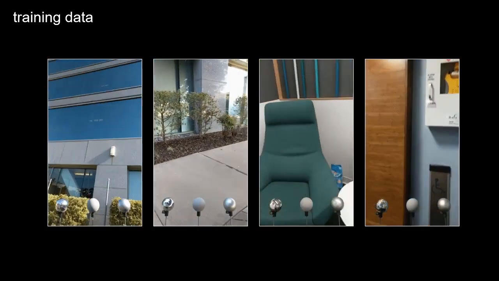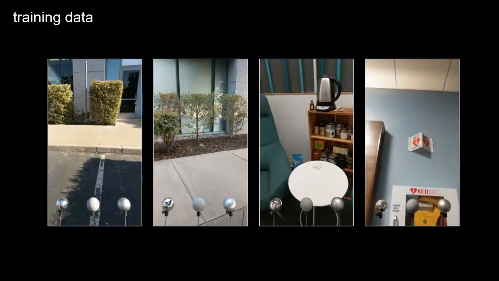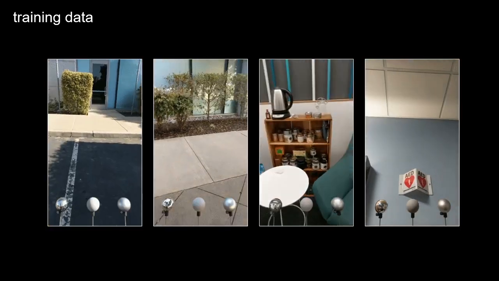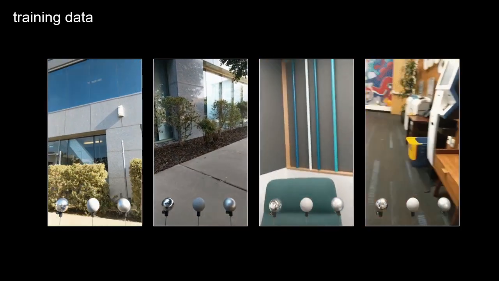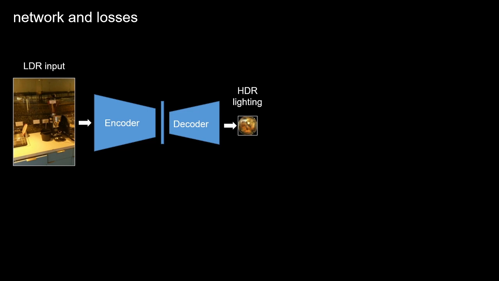With this rig, we're able to measure lighting information in a wide variety of both indoor and outdoor scenes. Here you can see some example videos from our training set. Once we've collected and processed these videos, we're now ready to train our model. The way that this works is that we train an encoder-decoder style convolutional neural network to directly estimate HDR lighting.